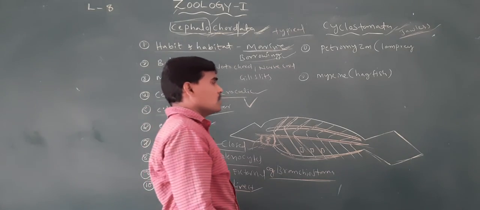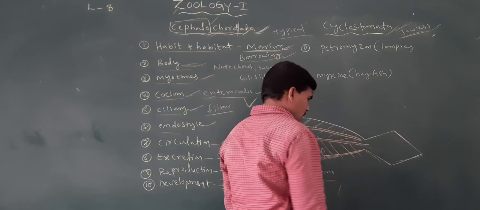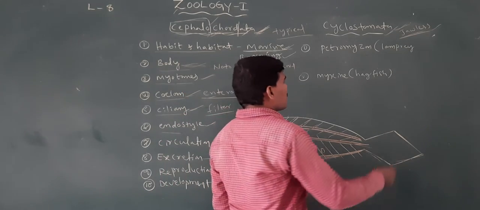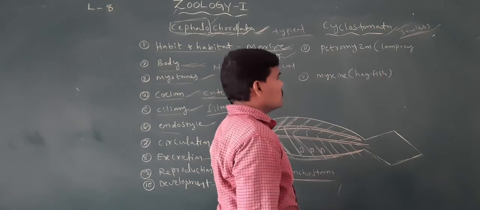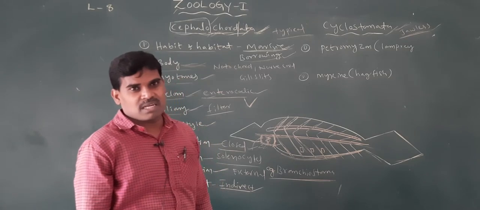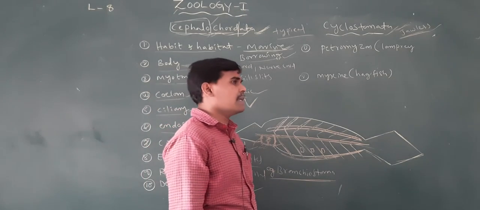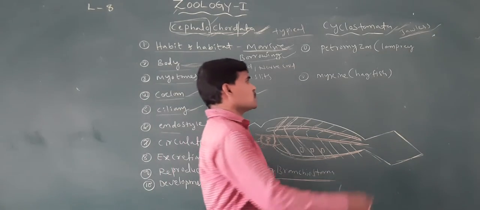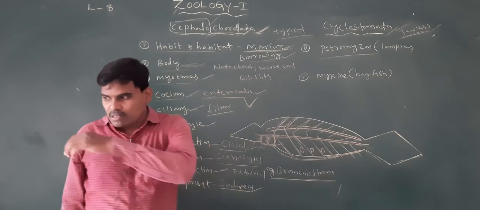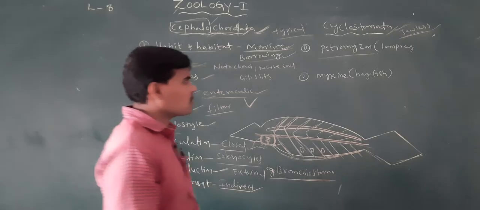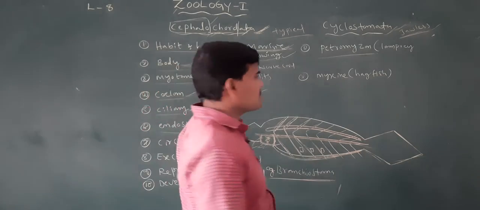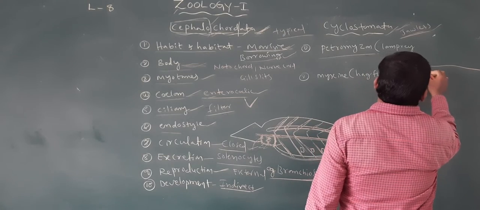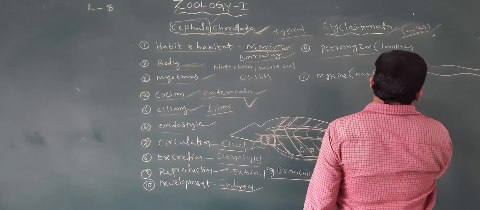Cyclostomes are aquatic animals, resembling fish, with an elongated, slender, eel-like body. The mouth is suctorial and on the ventral side. Some are parasitic, and migration is compulsory. Cyclostome examples are Petromyzon and Myxine.